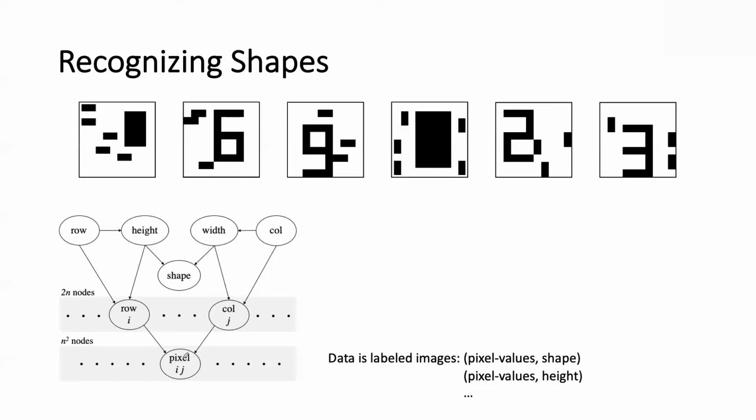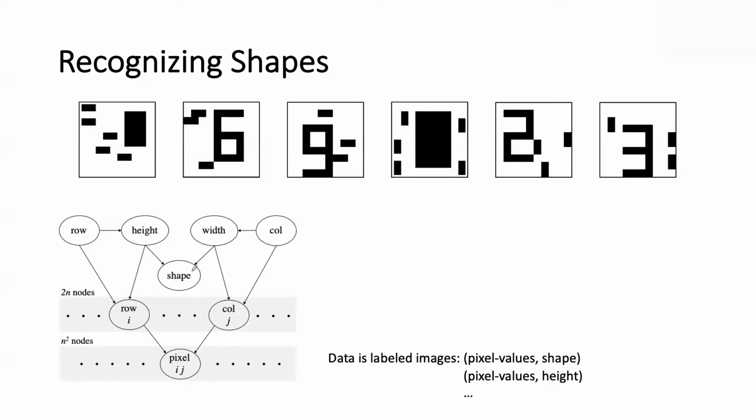Those would be the pixel values, right? So you have n square of these. The pixel values would be the input, and the output variable will be the shape. So we'll say compile an AC that will take the values of the pixels and compute the posterior on the shape variable.